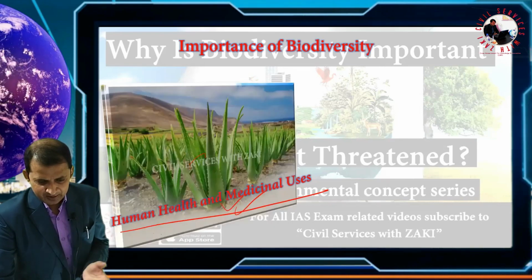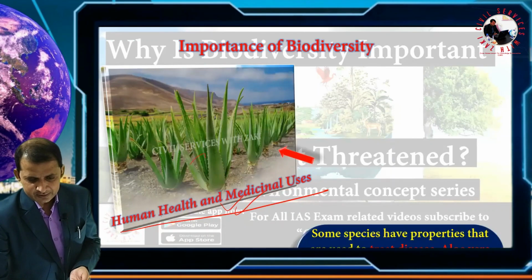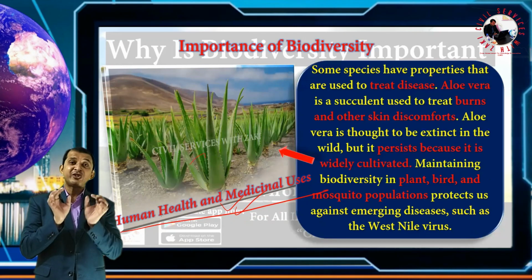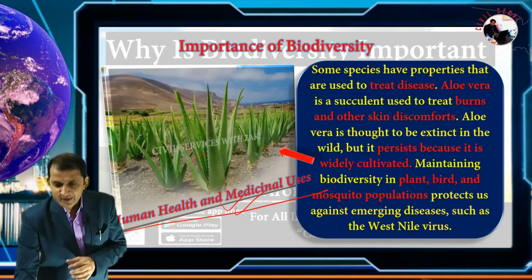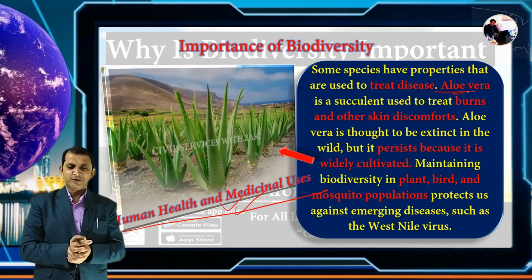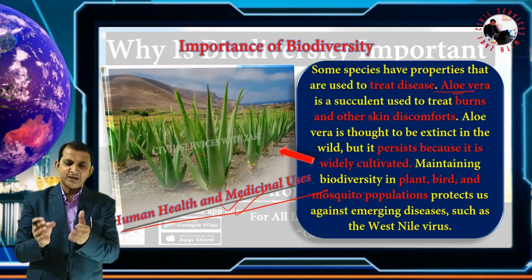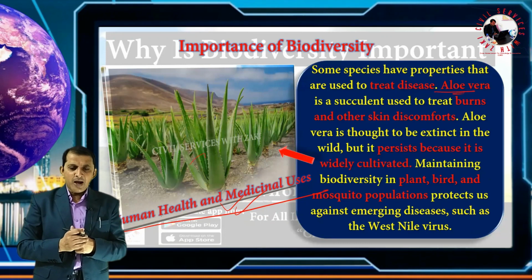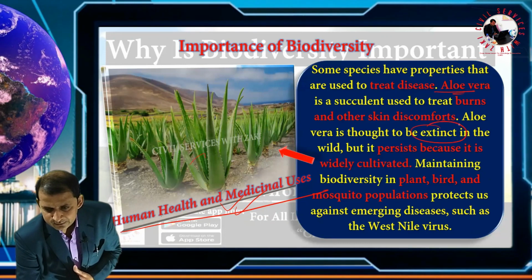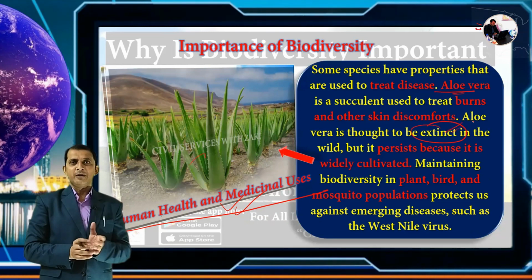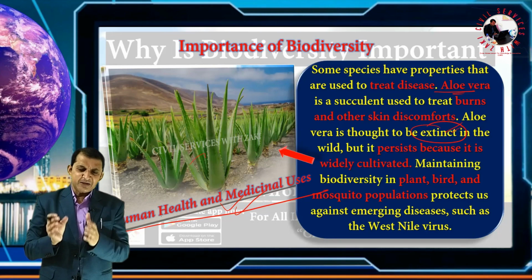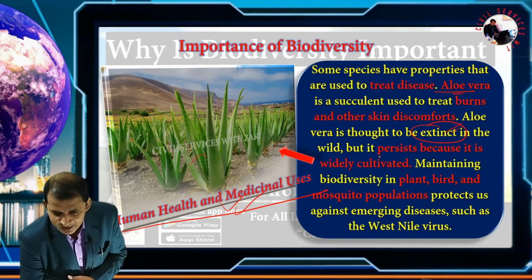So like this plant is the aloe vera plant. Some species have properties that are used to treat disease. One example is aloe vera, because as you know, it is a succulent used to treat burns and other skin discomfort. Aloe vera is thought to be extinct in the wild, but as you know, it persists because it's widely cultivated.